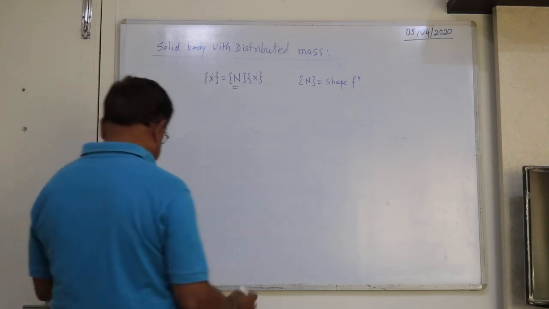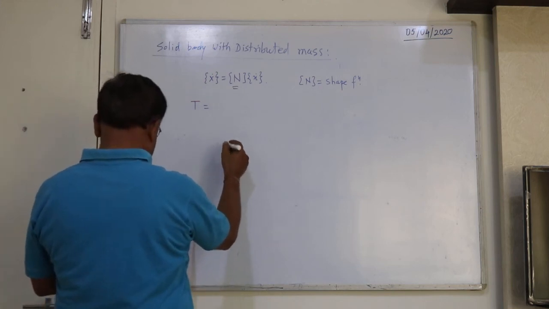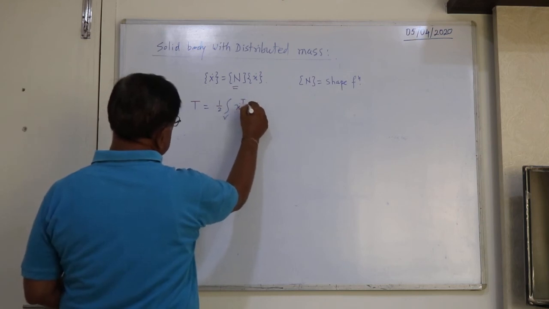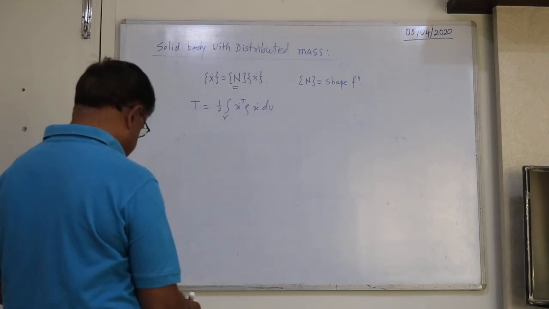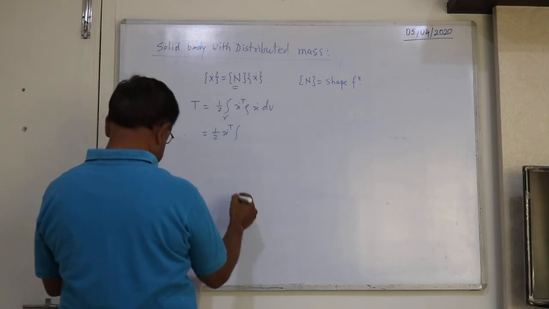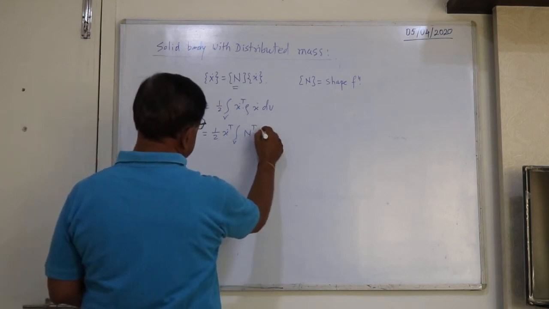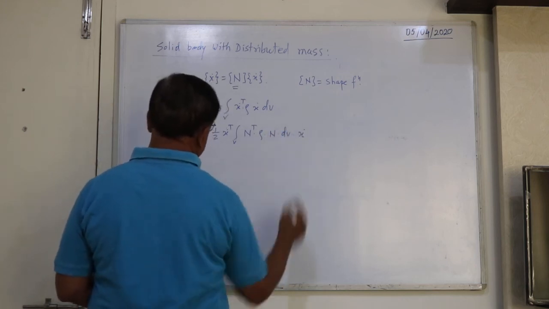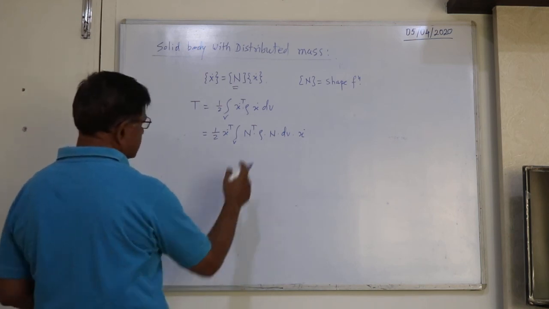Now the kinetic energy is given by T equal to 1/2 integration over V of x dot transpose rho x dot dV. This we know how to find out, the kinetic energy. So now this is equal to 1/2 x dot transpose, integration over the entire volume, substituting the shape function, N transpose rho N dV, into x dot. So in the above equation, the mass matrix can be obtained.